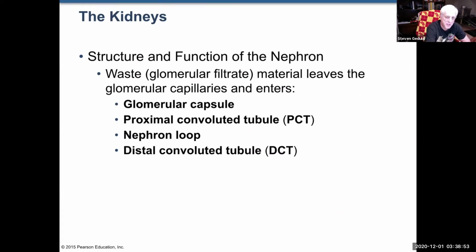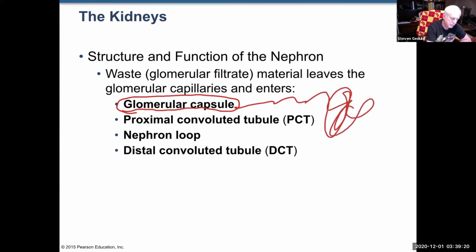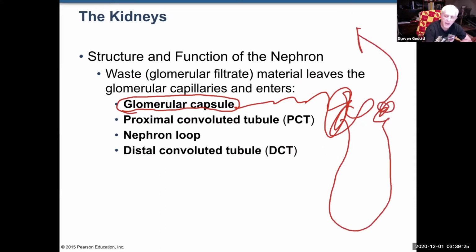Okay, these nephrons filter waste. This is your glomerular filtrate. This material leaves the glomerular capillaries and enters what's called your glomerular capsule. This is where you filter everything. It enters into the glomerular capsule first. Then from this capsule, it feeds into the proximal convoluted tubule, then goes through a nephron loop. So here's your glomerular capsule. It feeds into the proximal convoluted tubule, then goes down through a loop, feeds into a distal convoluted tubule, and back into the minor calyx, the major calyx, the renal pelvis, and into the ureter.